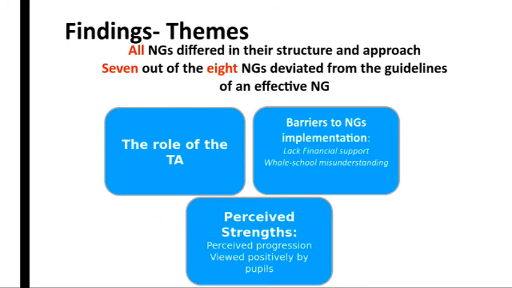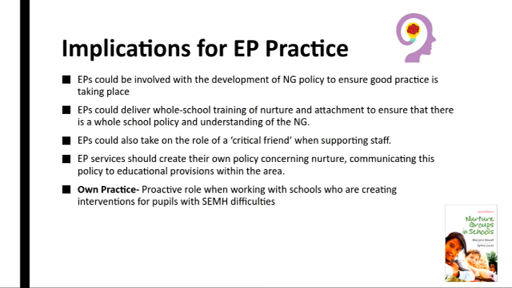I'm going to move on to the implications for practice. A main finding was that there is no national policy in England detailing how a nurture group should be run. I think it's Nurture UK that runs it instead. So I think EP services themselves should look at a way to create their own policy regarding nurture, and then send this out to schools and say, if you're going to set up a nurture group, these are the guidelines you have to follow for it to be an effective nurture group and to run to its full potential.